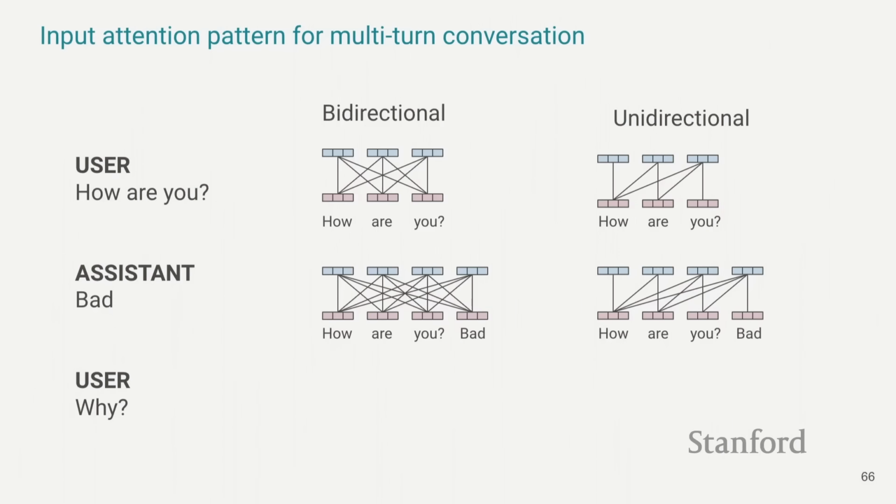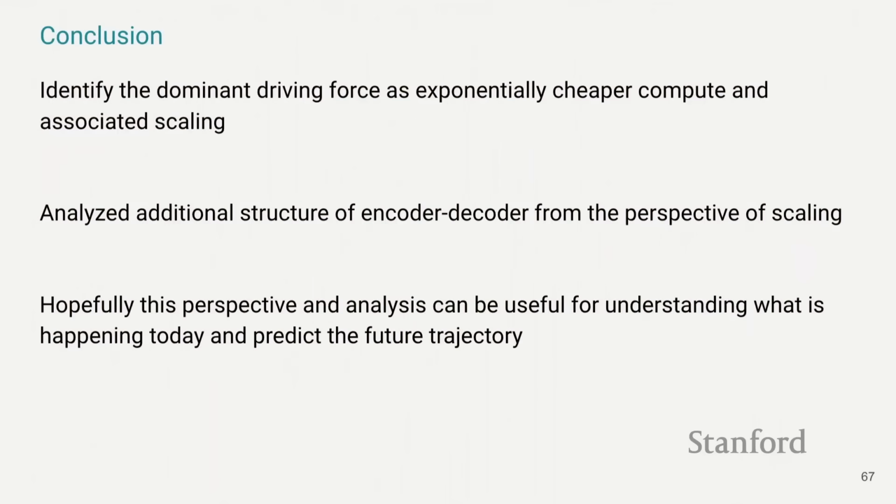So I would say bidirectional attention did well in 2018, which is mostly solved by scale. And now, because of this engineering challenge, we don't really need it. To conclude, we have looked into the dominant driving force governing AI research, which is exponentially cheaper compute and the associated scaling effort. To understand this driving force, we analyzed some of the additional structures added to the encoder-decoder compared to the decoder-only, and thought about what that means from the perspective of scaling.